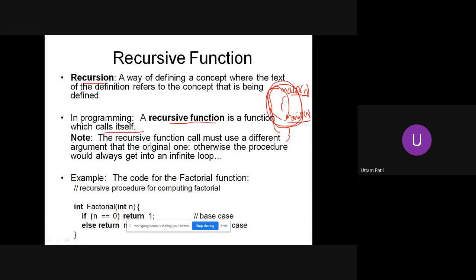So that is what this note says. A recursive function call must use a different argument than the original one. Otherwise, the procedure would get into an infinite loop. Meaning the function will go into an infinite loop, because the argument is not changing.